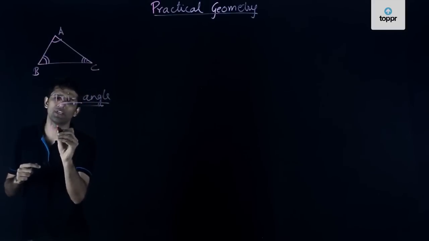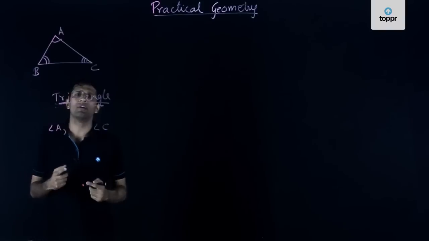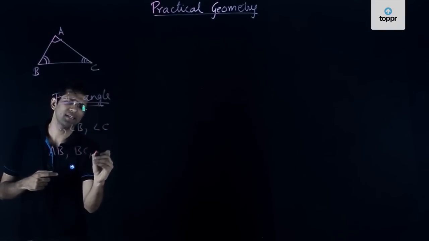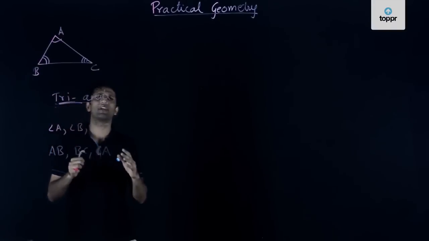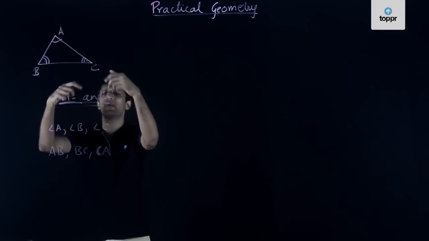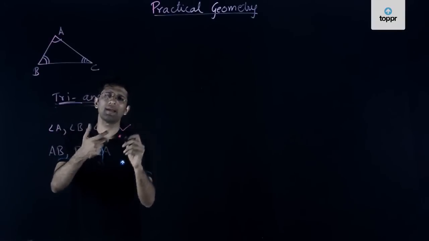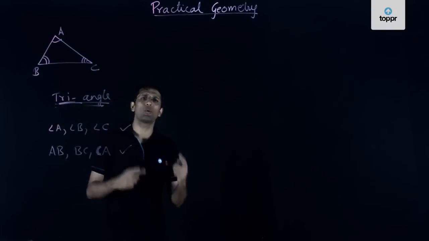We can find the measure of angle A, angle B and angle C, or we can find the length of side AB, side BC and side CA. So if we are given the figure or the diagram of a triangle, we can measure these 6 parameters about the triangle. We can measure the 3 angles or we can measure the 3 sides. Let us now come to a quadrilateral.